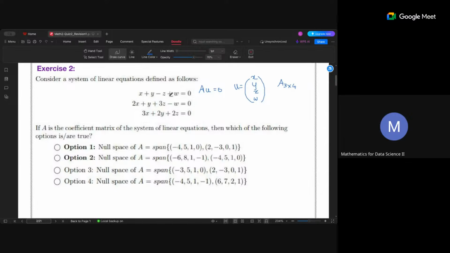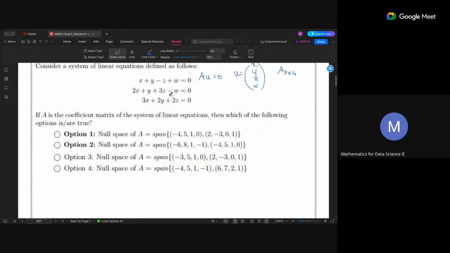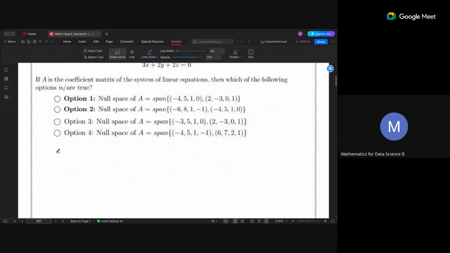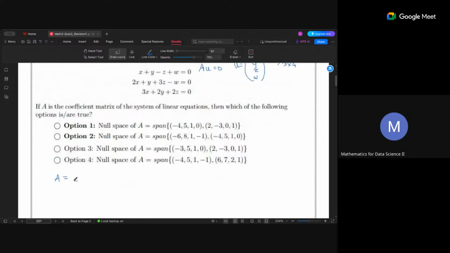Either you find the RREF form. Usually we find the RREF form. How many of you remember finding the RREF form? First of all, what is the matrix here? Let's quickly write it: 1, 1, -1, 1; 2, 1, 3, -1; 3, 2, 0, 2. Okay, so now this is your matrix A.